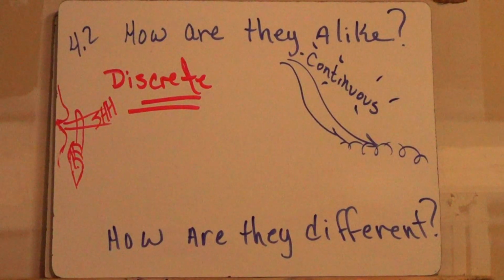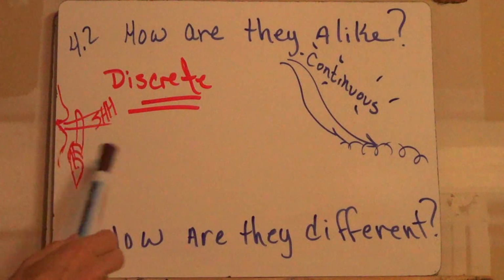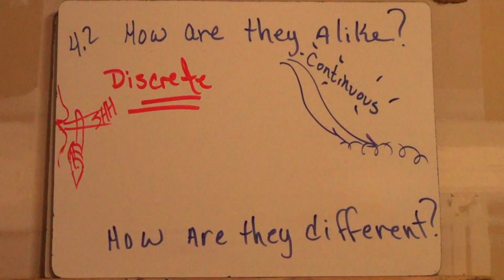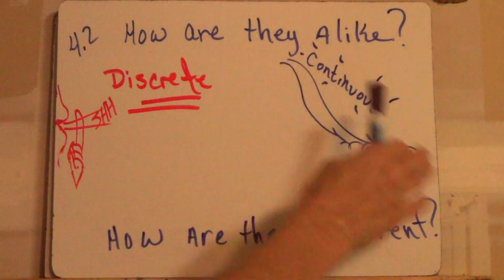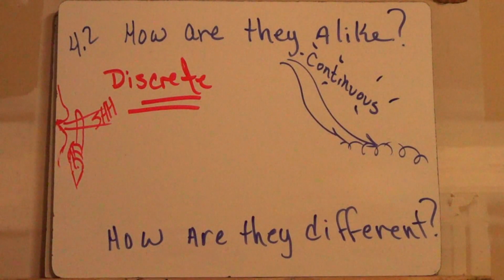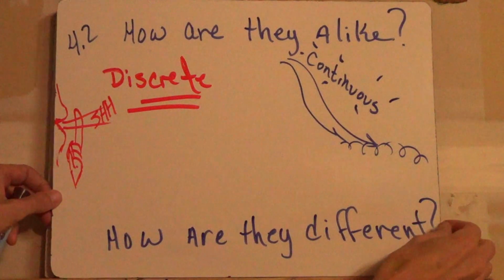Good morning. This is 4.2, and in 4.2 we're looking at how discrete and continuous functions are alike and how they are different. And I gave you a little hint here on discrete. If you think about the meaning of discrete, it's separate, it's kind of obscure, and continuous is like a waterfall. It just keeps coming. Okay? So that's how I kind of remember them.